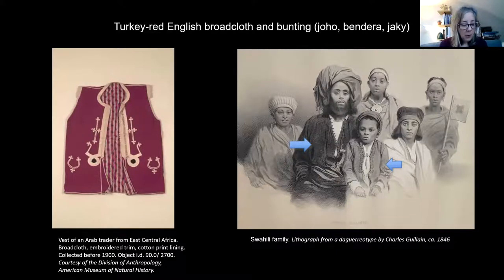For woolen broadcloth, which you see here, it did not ship directly from the UK, but via Bombay by Arab and Indian merchants. And broadcloth in Eastern Africa was appropriated for a wide variety of uses. On the coasts, Swahili and Arab men tailored it into vests and robes, as you see here. Some wealthy groups in the interior desired it for wearing it as body wrappers.